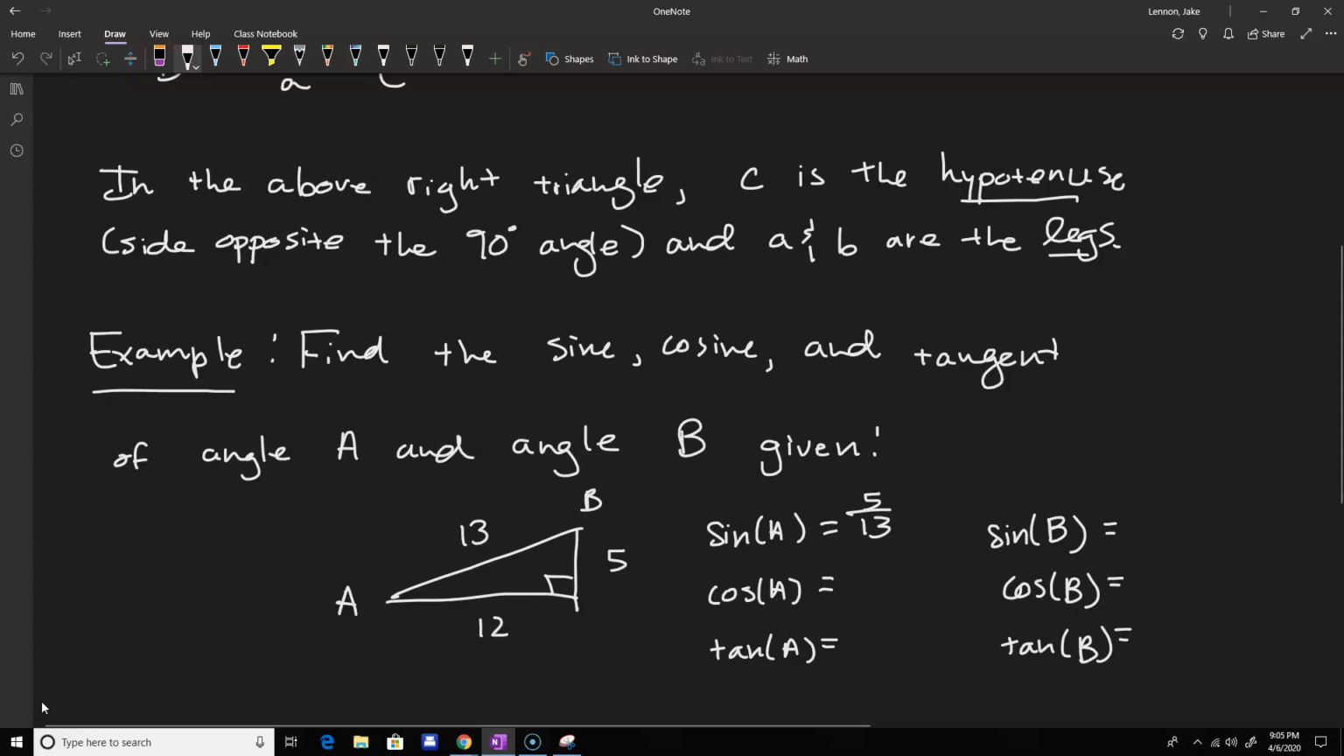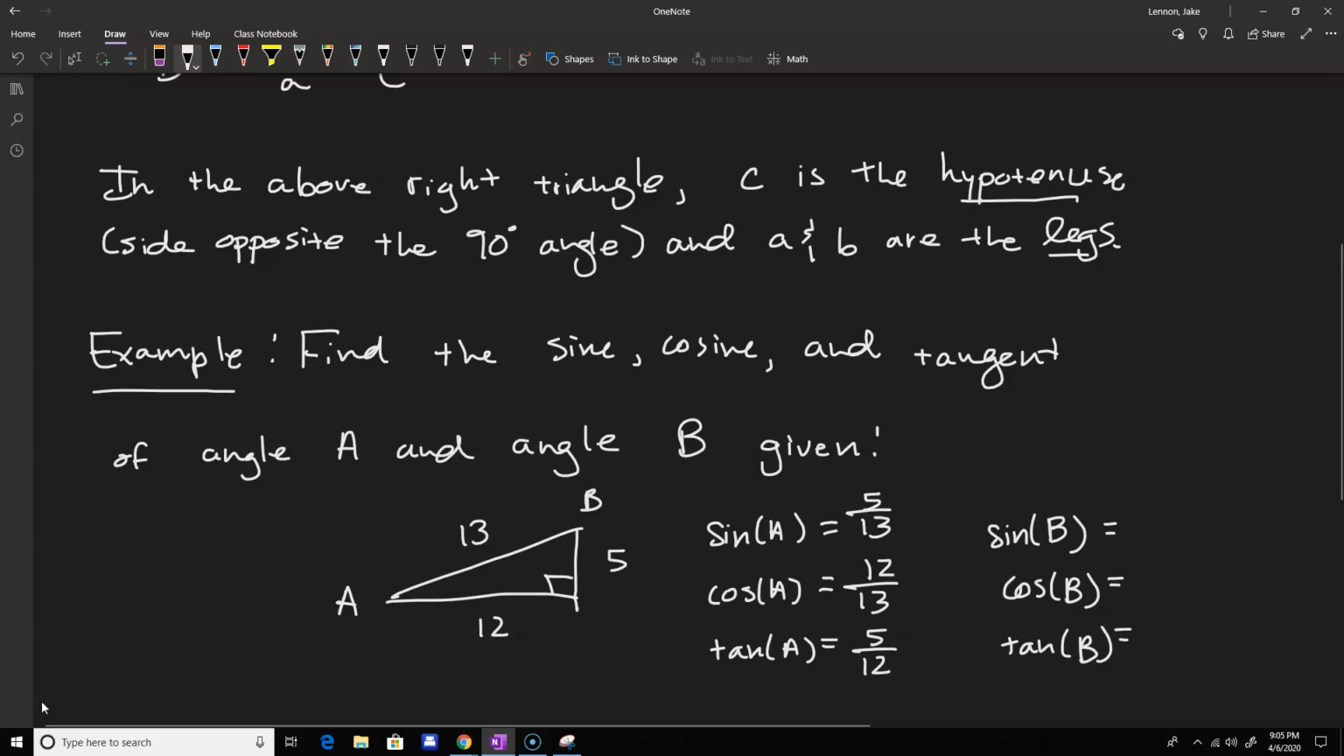For the cosine of A, we're still from the perspective of A, but now we're looking at the adjacent side, the side that forms the angle with the hypotenuse. So the adjacent side here is 12. So since cosine is adjacent over hypotenuse, this ratio would be 12 over 13. And then finally, the tangent is the opposite over the adjacent. So the tangent of A is the opposite side 5 over the adjacent side 12.